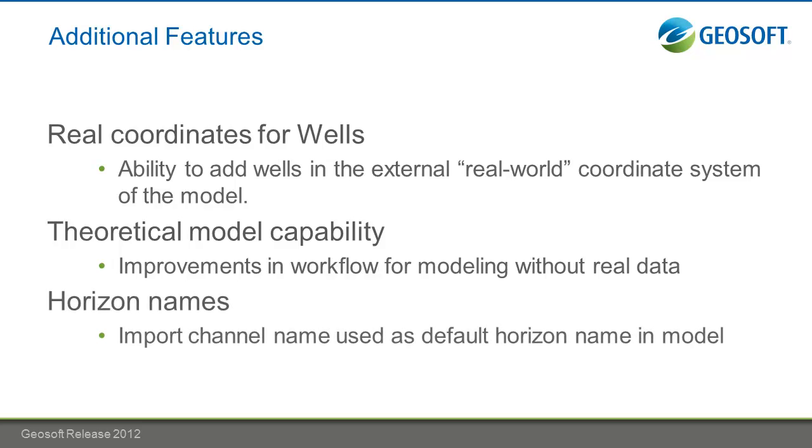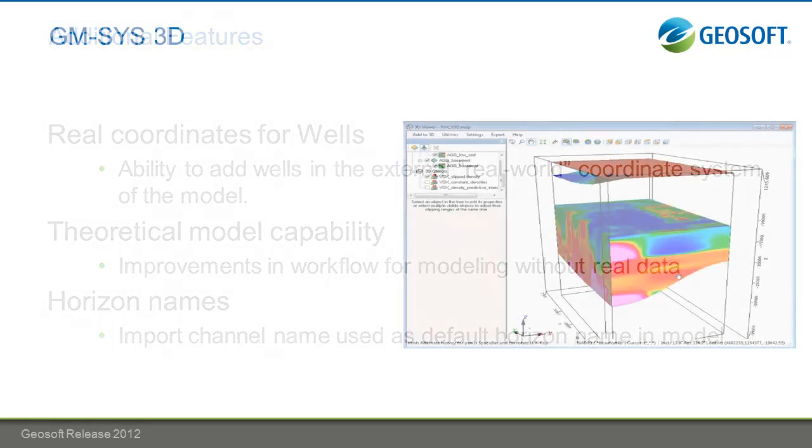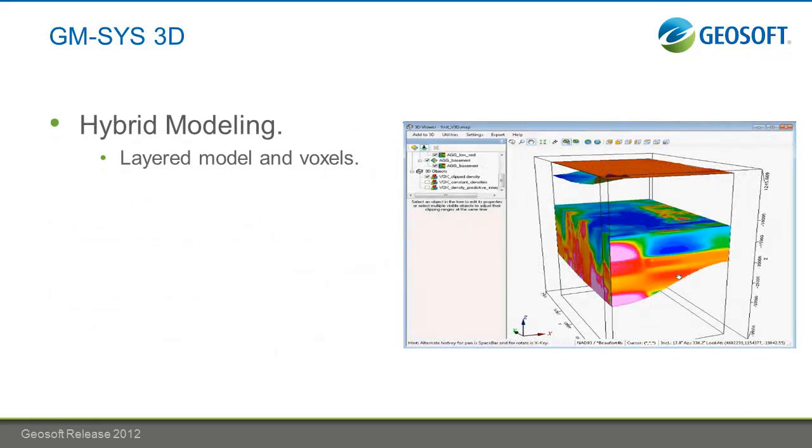Another feature that was added to GeoSys 2D profile is when importing horizons from a database, the default name of the horizon is now kept in the model. So the information is automatically captured and the user no longer has to manually go back and assign the horizon names. The hybrid modeling has also been added to GeoSys 3D.